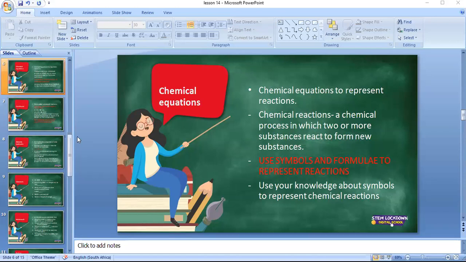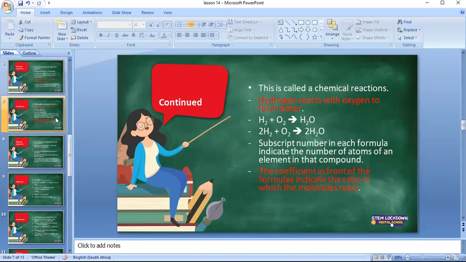Then, I don't know if everyone else is experiencing some network problems like myself. So this is called a chemical reaction when hydrogen reacts with oxygen to form water.